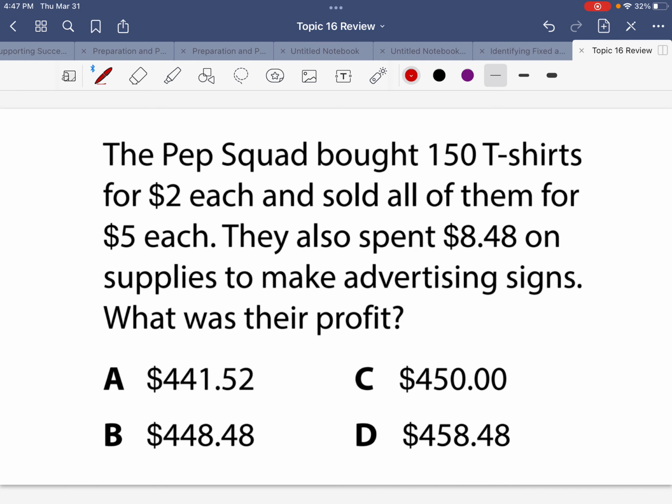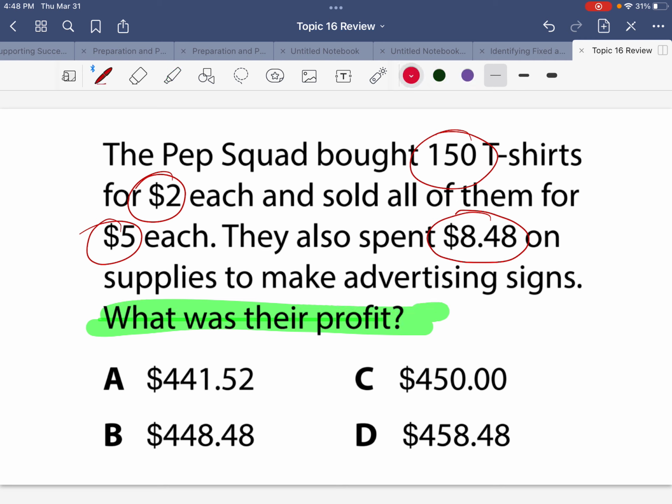Okay, next problem says, the Pep Squad bought 150 t-shirts for $2 each and sold all of them for $5 each. They also spent $8.48 on supplies to make advertising signs. What was their profit? So I'm going to do my cubes. I'm going to circle my important numbers. 150, $2, $5, $8.48. Now I'm going to underline my question. What was the profit?